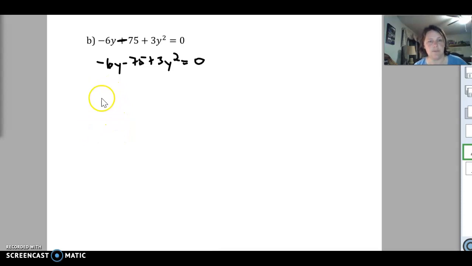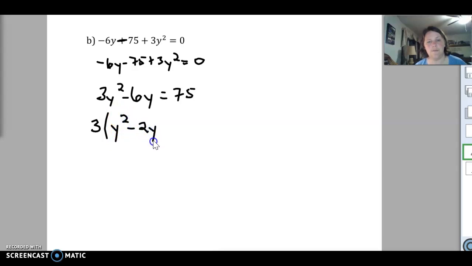So very first step, we need to organize all of our data. So we're going to get our variables together, write them in descending order, and get the constants on the right-hand side. So we've got 3y squared minus 6y equals 75. Okay. Now this time we actually have to factor. This is the first time we've had an a value that is something other than 1. So we're going to factor that 3 out. So we have y squared minus 2y is equal to 75.